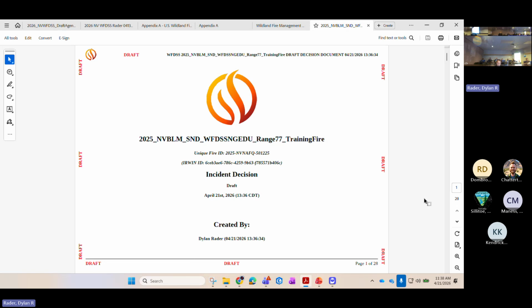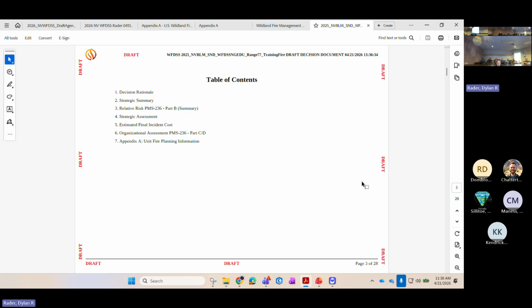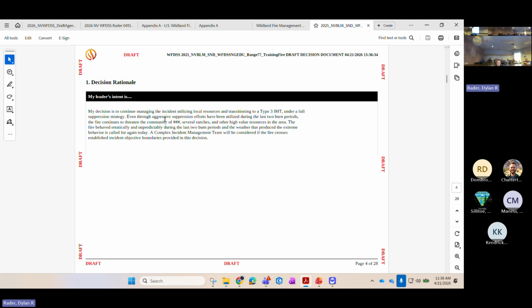You'll notice there's draft all over the outside of it. That's because it's draft. It hasn't been published yet. We can scroll through decision rationale. This is what I put in there. Decision rationale goes front and center. Okay, so that's one of the better things about WFDSS, is they've kind of reorganized how the document flows. Once it's published, the decision rationale used to be buried at the end of the document. Nobody knew where it was, really. I mean, unless you really knew WFDSS. Now it's front and foremost, right at the middle or right at the beginning.